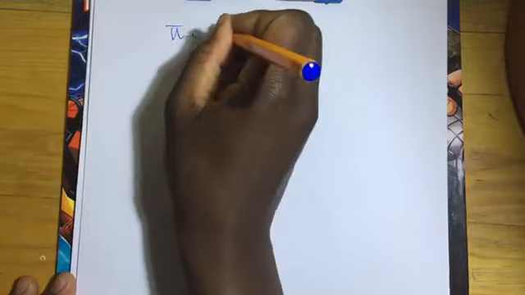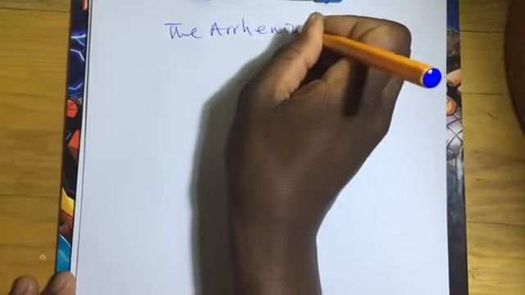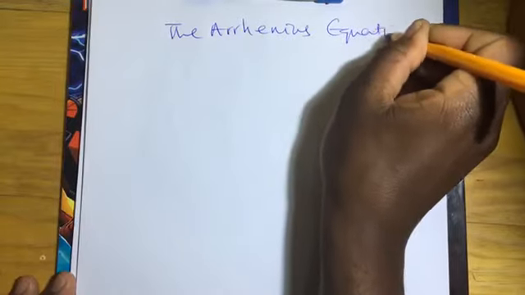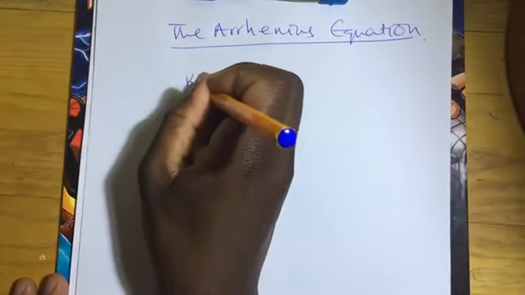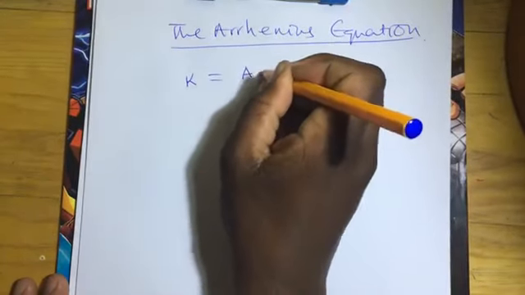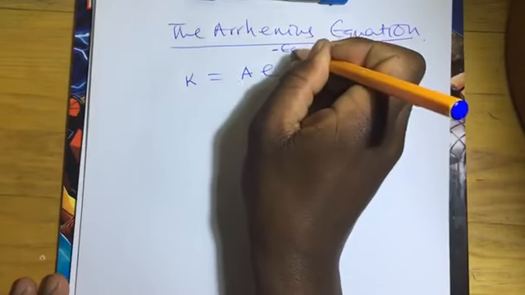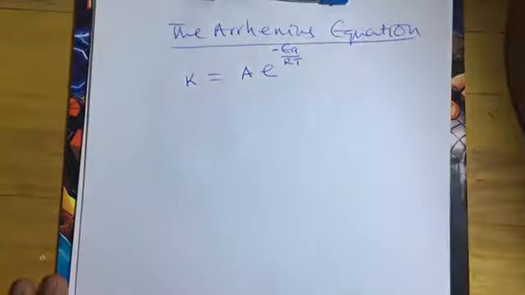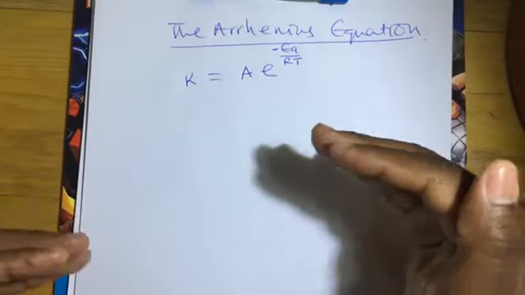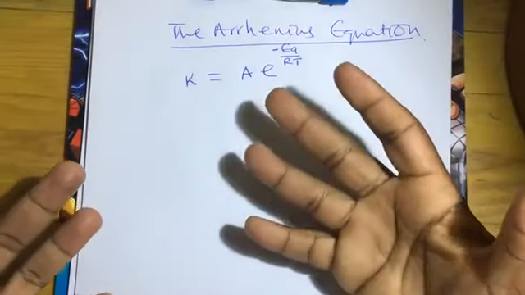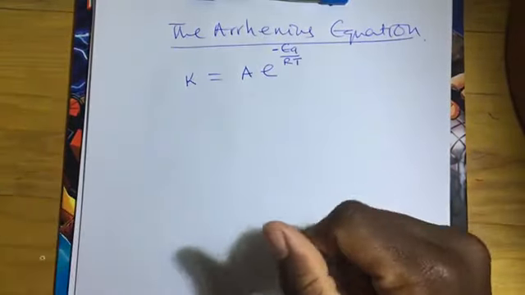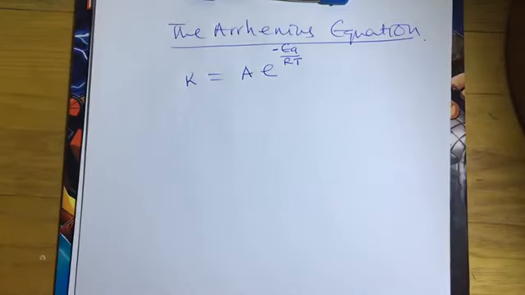So the Arrhenius equation plays out like this. We get K is equal to A e to the power negative Ea over RT. It's important for you to know this equation and how to derive quite a number of things from it, because this might be required when it comes to solving for activation energy and the like.